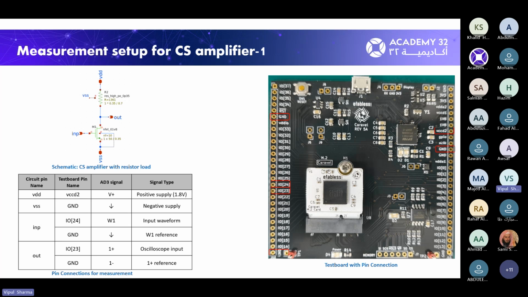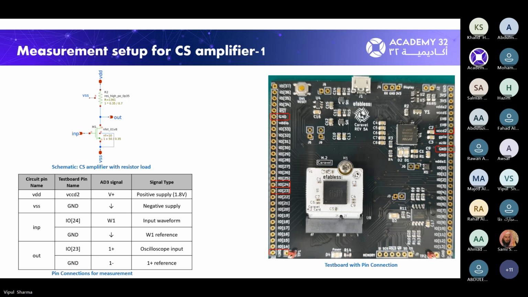I hope you remember yesterday I was discussing that the IC designer and test engineer have to communicate with each other. They cannot do their work in isolation, because this kind of information has to be passed on in order to do any kind of testing or making a test plan. So for example, in our circuit, this test board for our common source amplifier, the VDD, that is the power supply, is connected through this VCC D2 pin on this board. This is this pin. I have highlighted it using this red box.